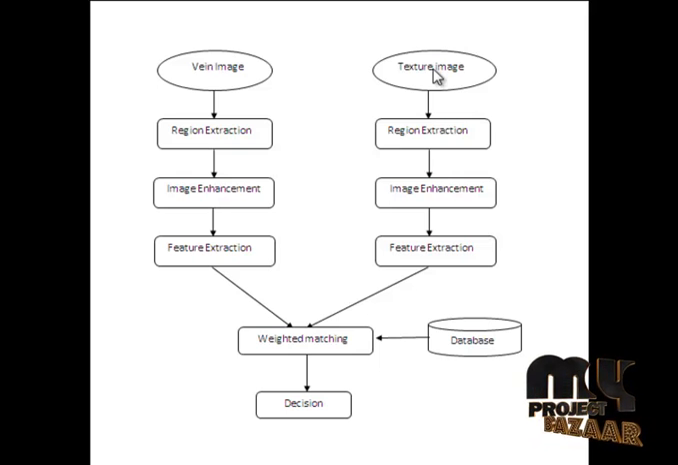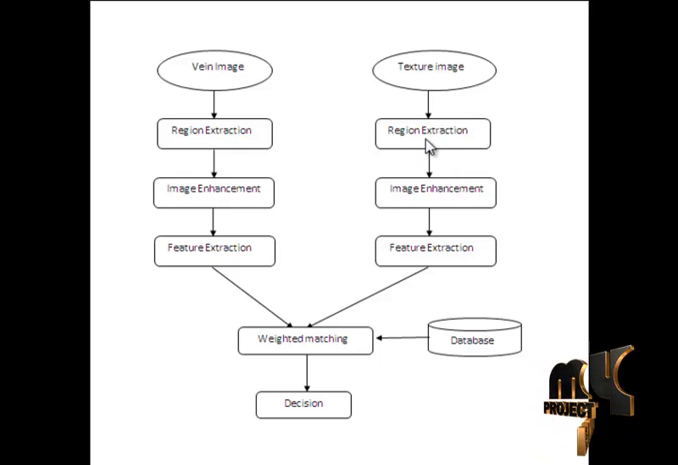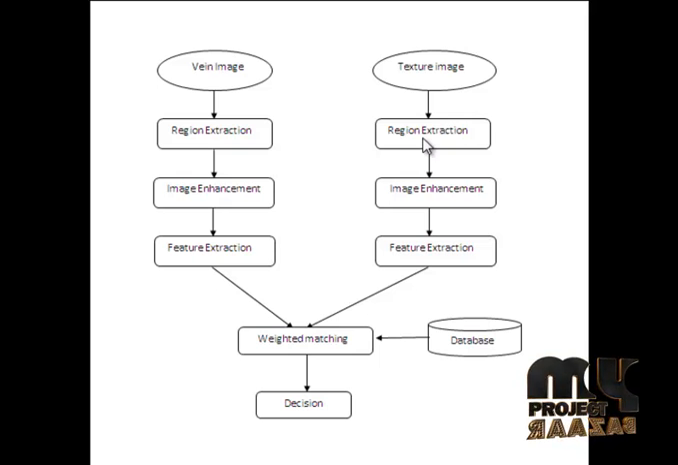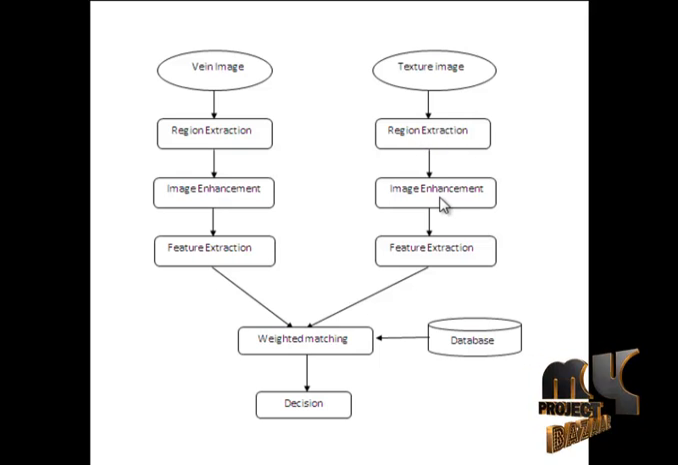In the texture domain, we are initially extracting the region based on the adaptive threshold segmentation. This extracted region passes to the image enhancement. Here the enhancement is done based on the localized radon transform. So it will extract the texture pattern of the finger image. For the texture pattern, here we are extracting the feature. For feature extraction, we are using the Gabor filter.